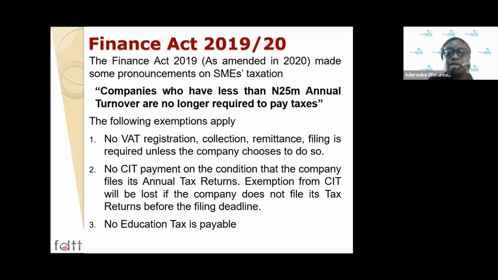But let me sound a note of warning here. For you to be able to claim this, you need to file your VAT returns annually before the deadline. Now, what do I mean by filing your VAT, CIT return? You need to file your annual tax returns every year. And this is done on or before the 30th of June of the successive year. For example, we're in 2021. You must have filed your tax returns for up to December 2020 as at 30th of June 2021.